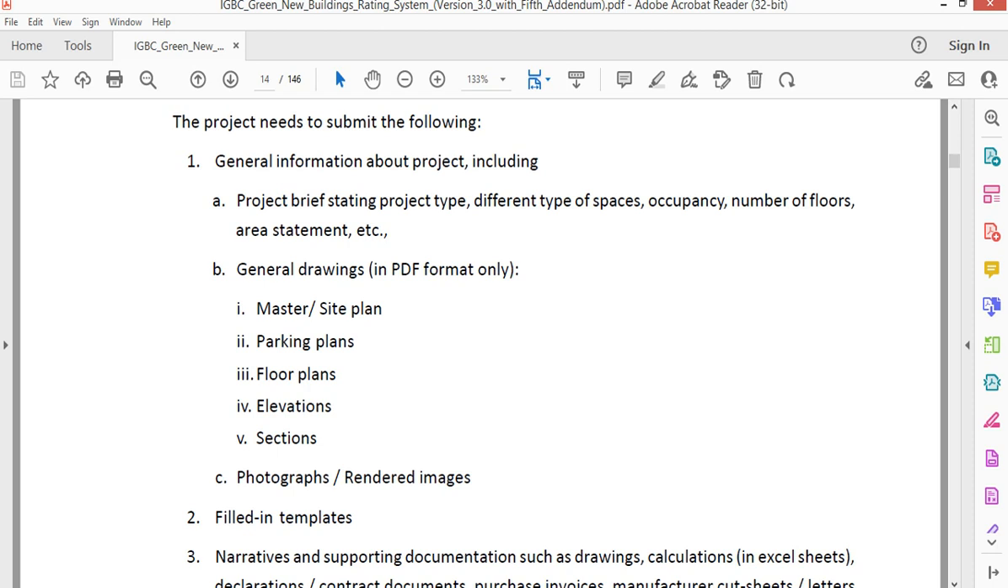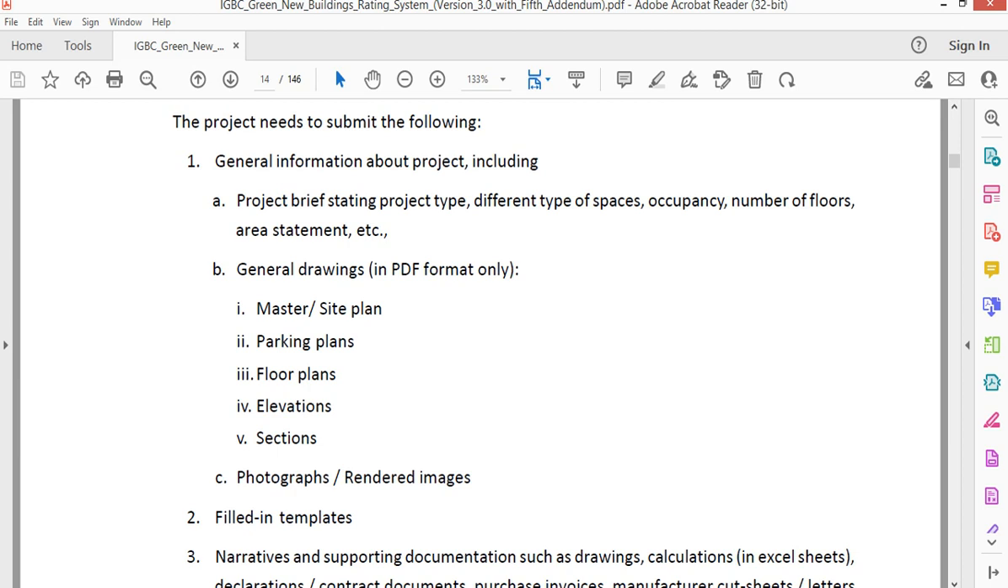Then comes the parking plans. This actually gives us details about the parking space available and the number of vehicles which would be accommodated in that particular space. Then comes the floor plans. This actually gives us a top view of the distribution of space within the floor. For example, the floor plan of a mall would include the anchor stores, the kiosks, then the location of the elevators, the staircases, and so on. Then the elevation actually gives us a front view of the building, like the entrance, the building envelope, and so on.